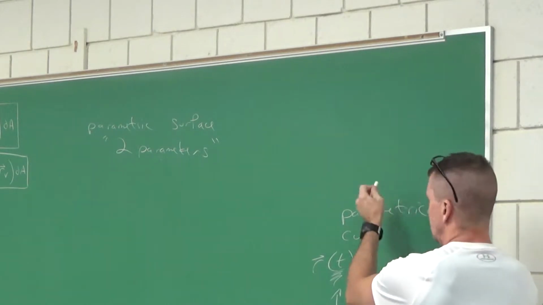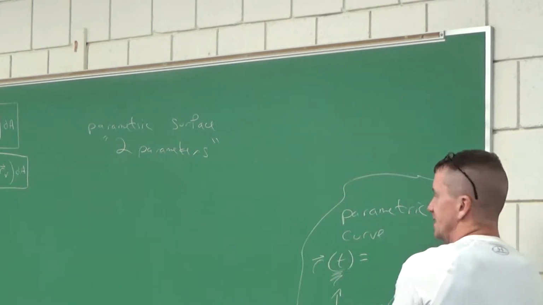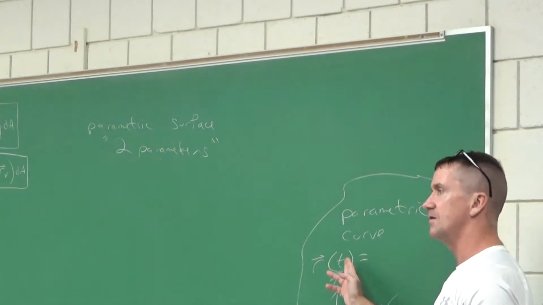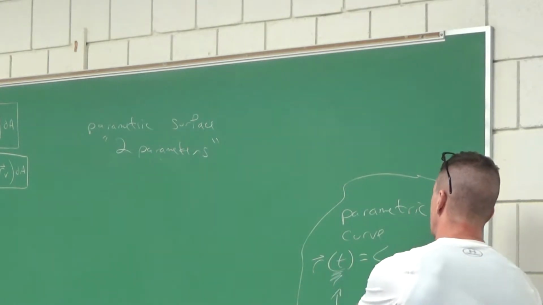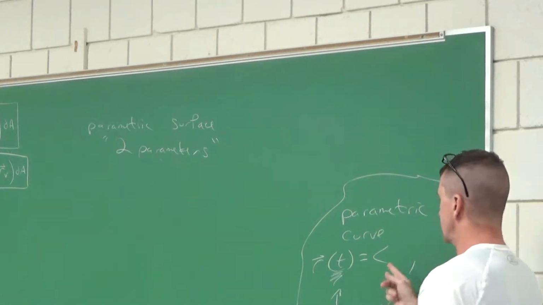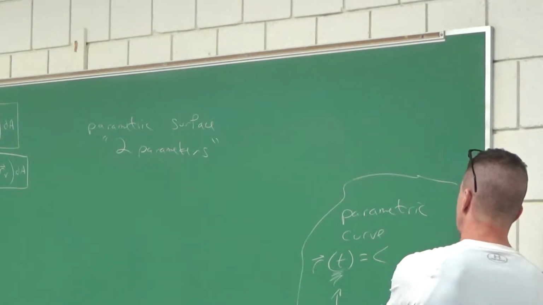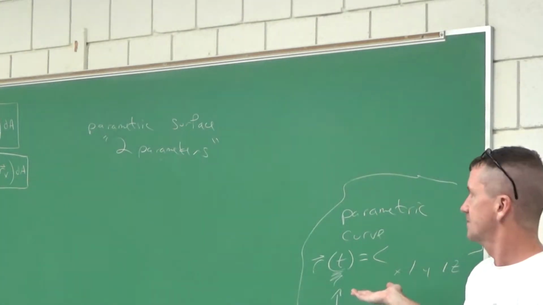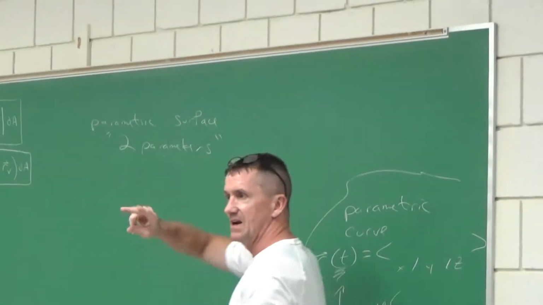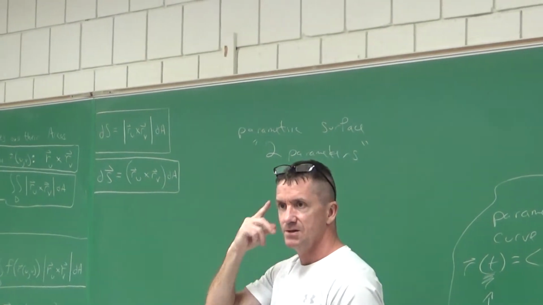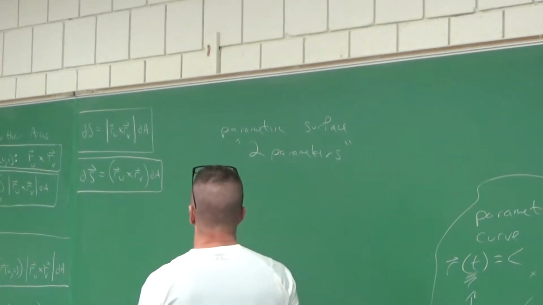Might as well just leave this up for a little while so you don't get confused. That's parameterizing a curve, r of t, and we make it a vector. You get your x component, your y component, your z component. Well, with a surface, it's going to have two parameters. So I'm going to start with a simple example. How about a plane?